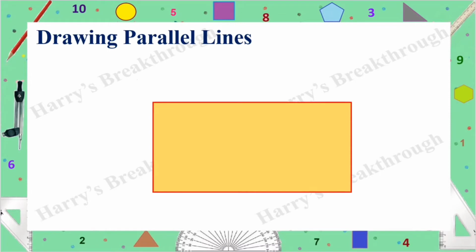I hope you all remember how to draw a rectangle. For drawing a rectangle, we need a scale and pencil. Then, what else do we need? We need a set square. Why do you need a set square? Because the adjacent sides of a rectangle are perpendicular. So we need a set square for drawing perpendicular lines. So can we use the same method for drawing parallel lines? Let's check.